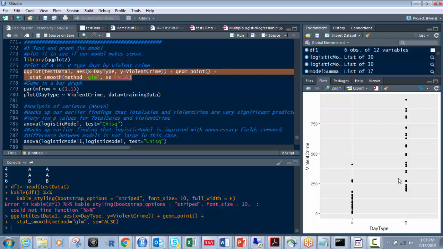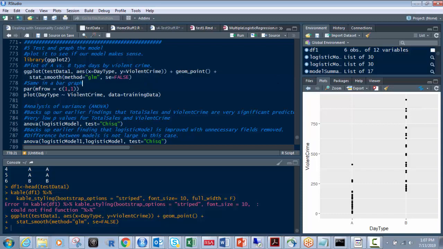The plot shows that our data points are either A or B days. There are no C, D, or any other days. When we look at this, we have a little bit of overlap at about the 250 level of violent crime, right here. But you can clearly tell there's a big difference between a B day and an A day. There's a lot more values down here and a lot more values up here. So this is one way to look at it, but let's look at it another way.